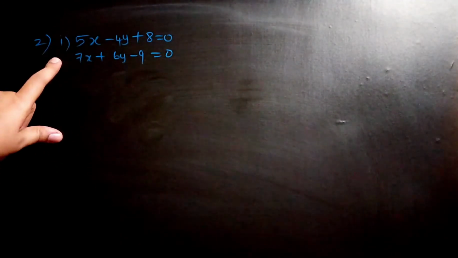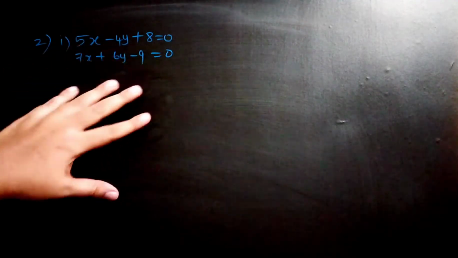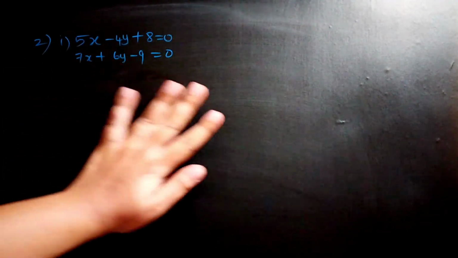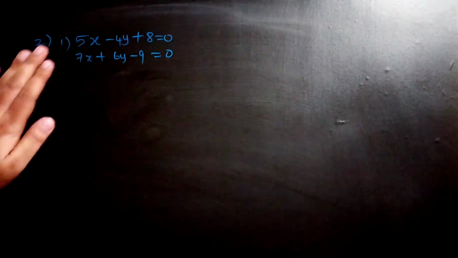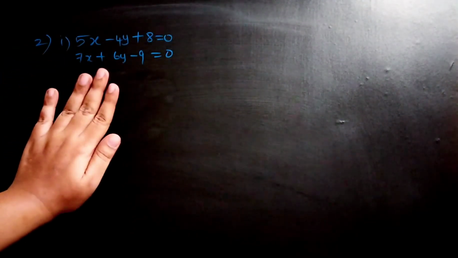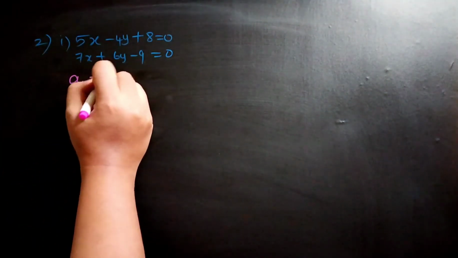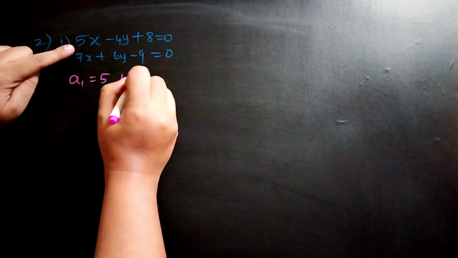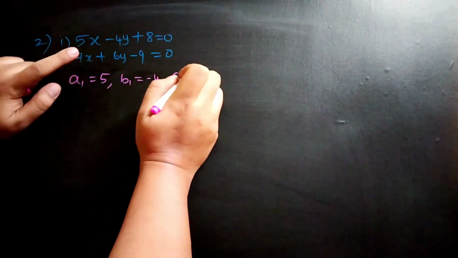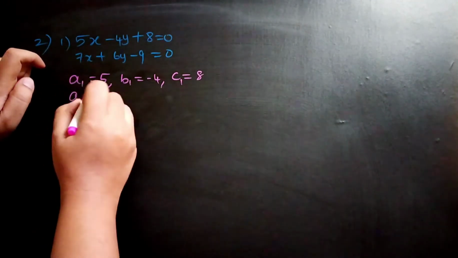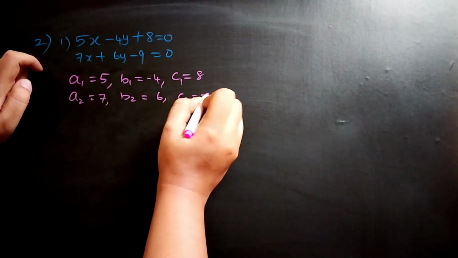We will do the first subdivision. 5x minus 4y plus 8 equal to 0, 7x plus 6y minus 9 equal to 0. If we have the y or x value or a constant on the other side, make everything to one side, and take the plus and minus signs along with the terms. Don't leave out the negative sign. From the first equation, a1 is 5, the coefficient of x; b1, the coefficient of y, is minus 4; constant c1 is 8. Similarly, a2 is 7, b2 is 6, c2 is minus 9.